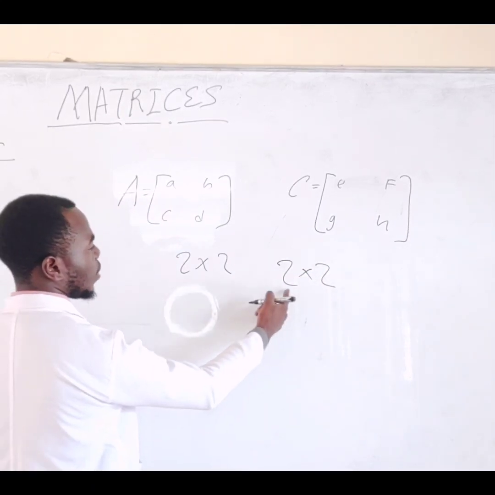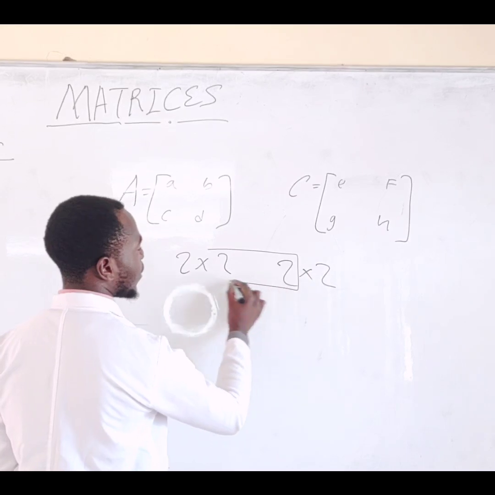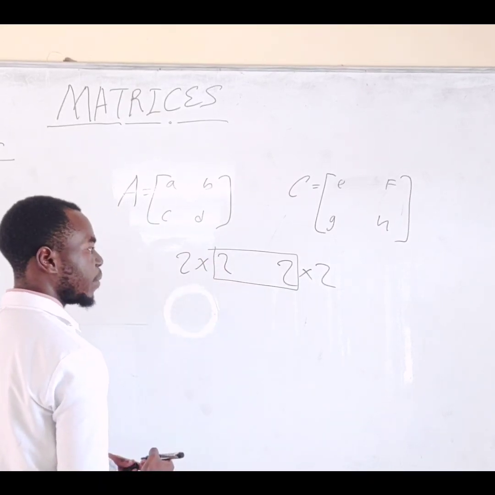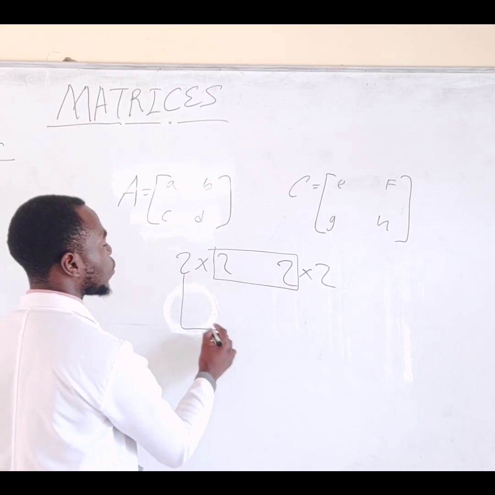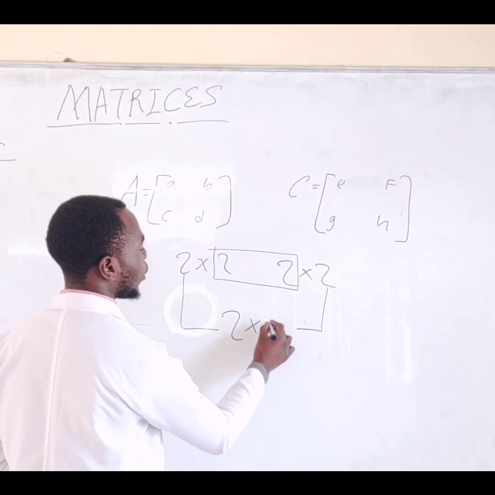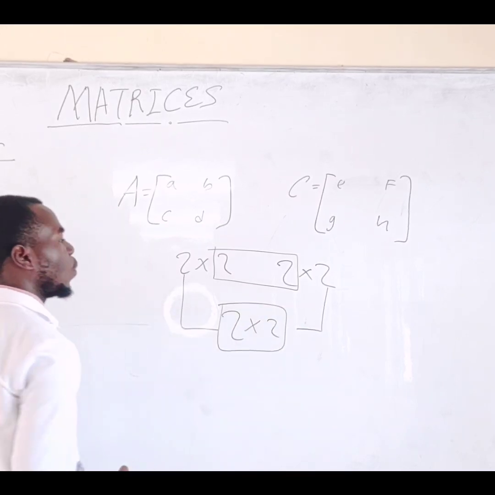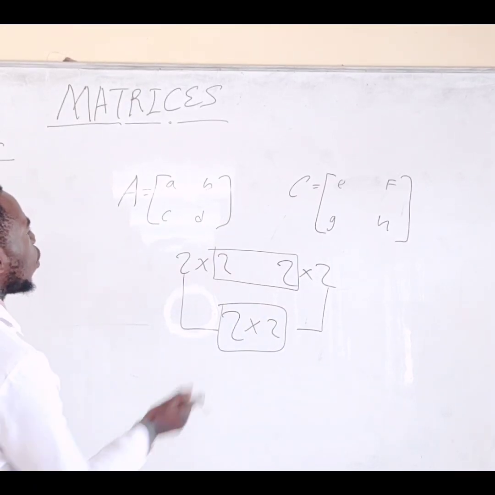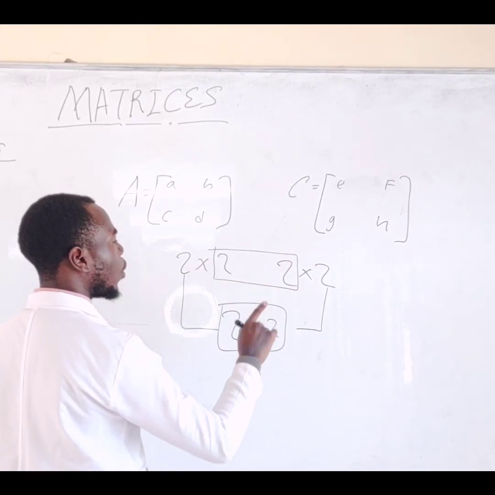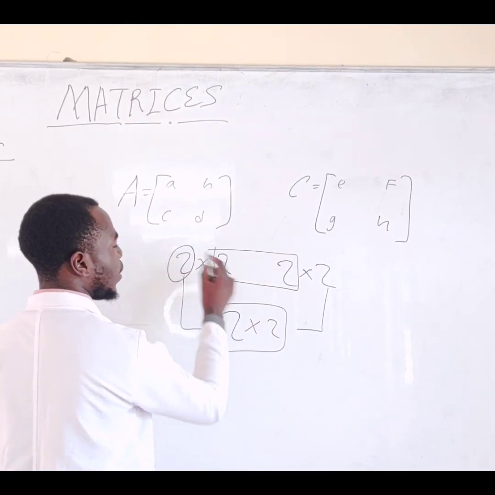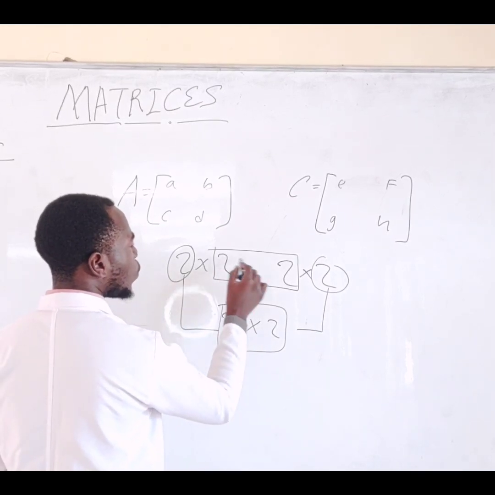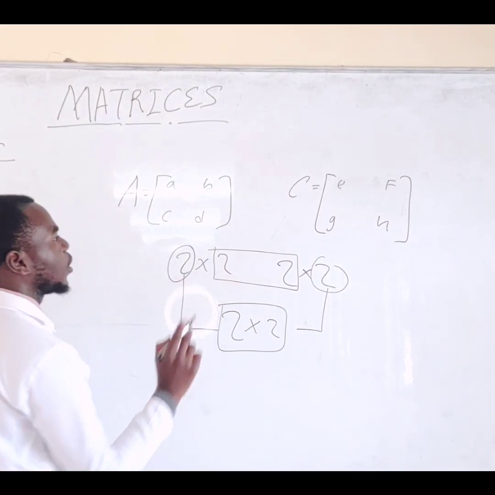Now you have seen these two numbers here. When these two numbers are similar, it simply means matrix A and matrix C, you can multiply them. And the answer you are going to have is going to have the order of these two numbers here, which is 2 by 2. Matrix A is 2 by 2, matrix C is 2 by 2, and the answer is going to carry 2 by 2.